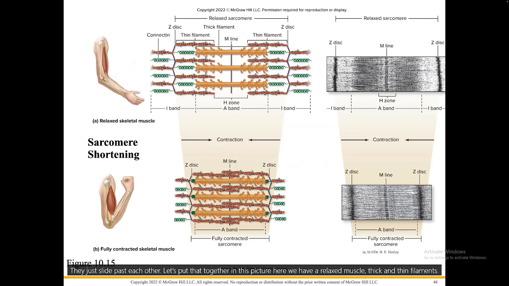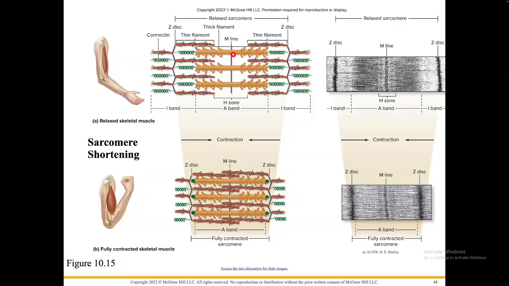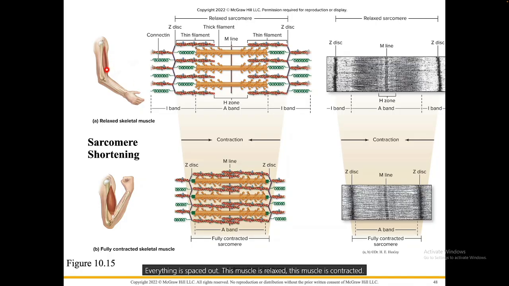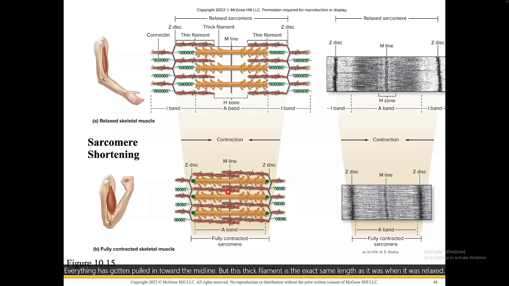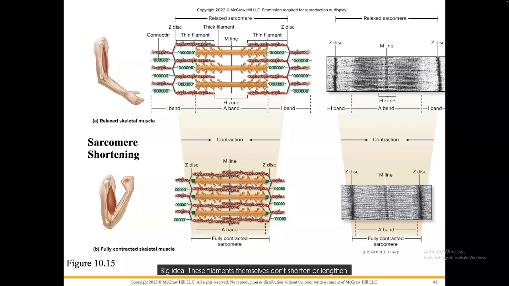Let's put that together in this picture. Here we have a relaxed muscle, thick and thin filaments. Everything is spaced out. This muscle is relaxed. This muscle is contracted. Everything has gotten pulled in toward the midline. But this thick filament is the exact same length as it was when it was relaxed. These thin filaments are the same length when they're relaxed and contracted. Everything just slides past each other. Big idea. These filaments themselves don't shorten or lengthen. They just slide past each other.